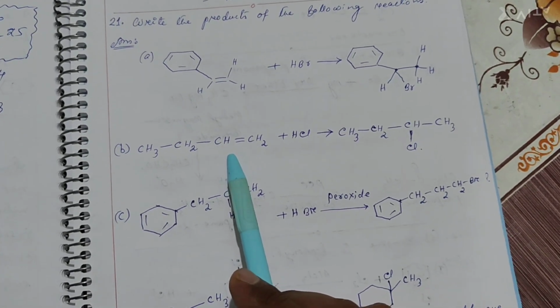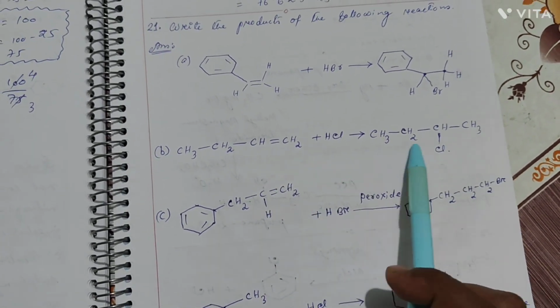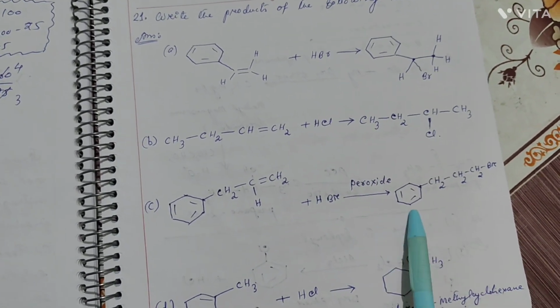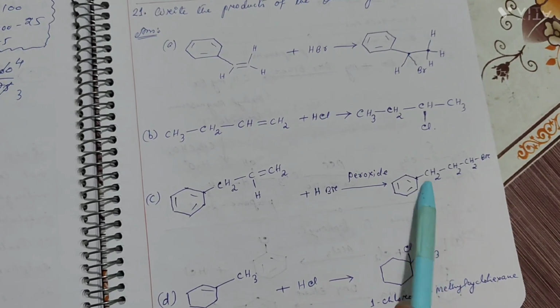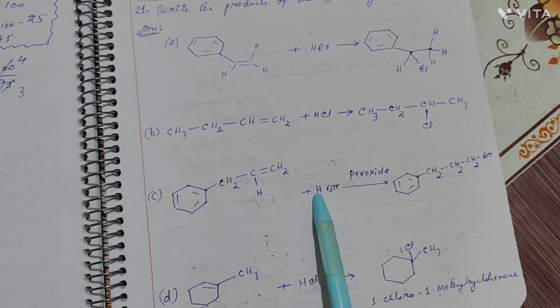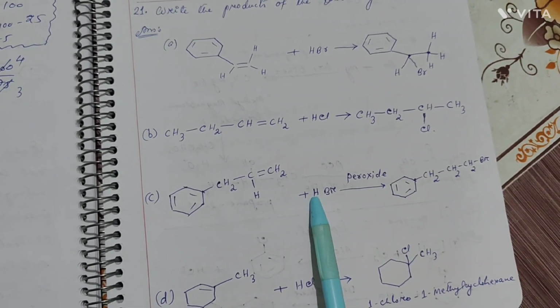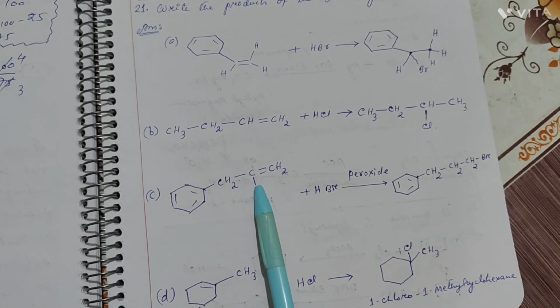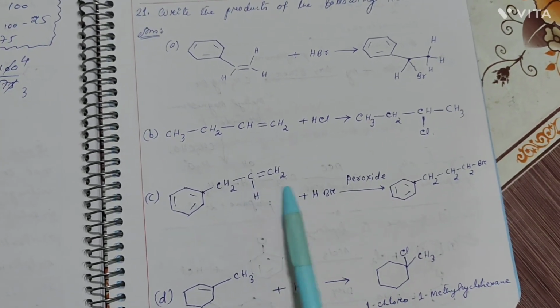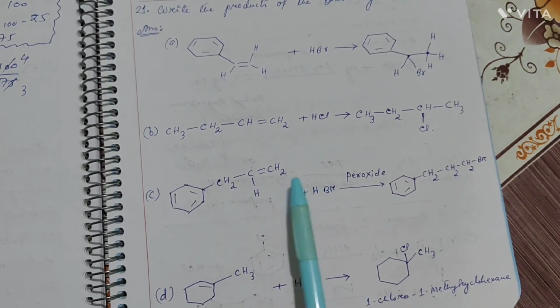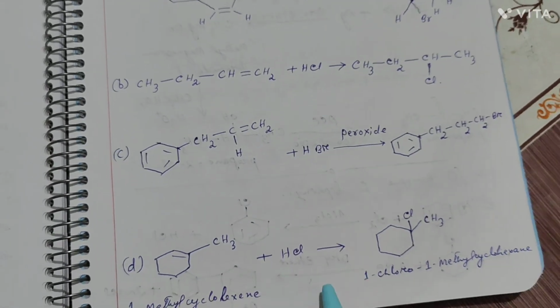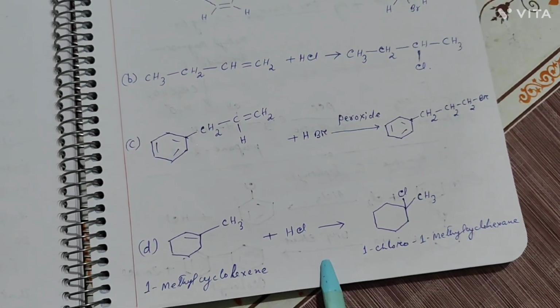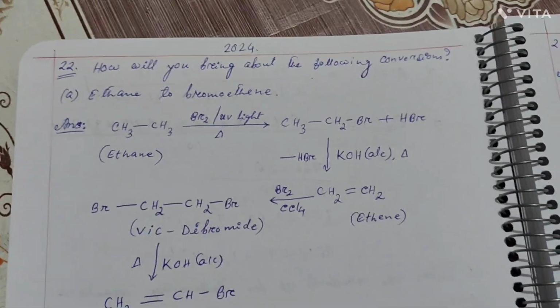Similarly, in this case also, use Markovnikov's rule. Here, this is the peroxide effect or anti-Markovnikov rule. Hydrogen will attach to that carbon in which fewer hydrogens are present. So hydrogen will attach here and the negative part will attach here in this reaction. Here also, use Markovnikov's rule. Next, coming to question number 22.